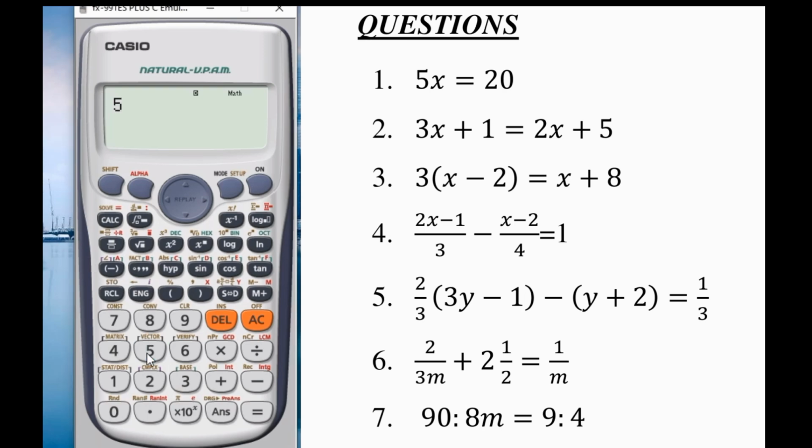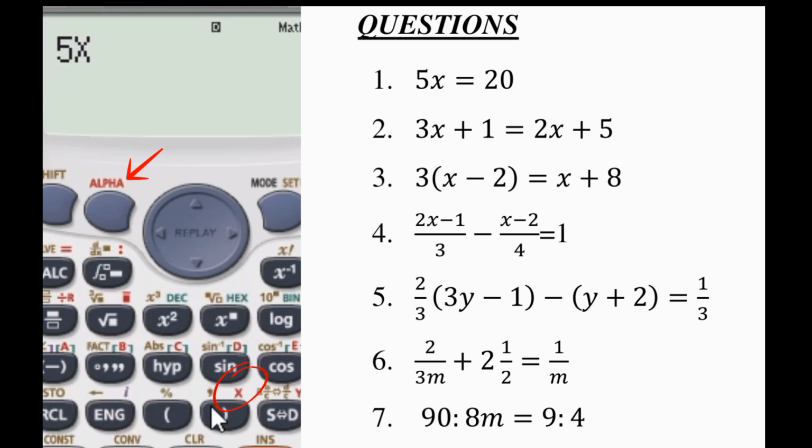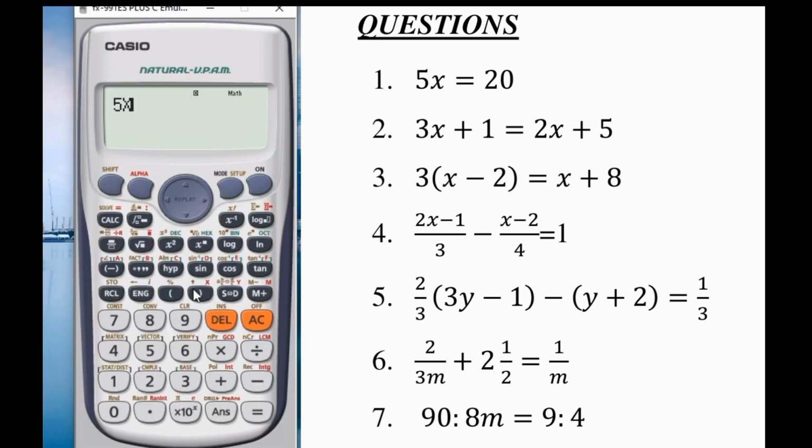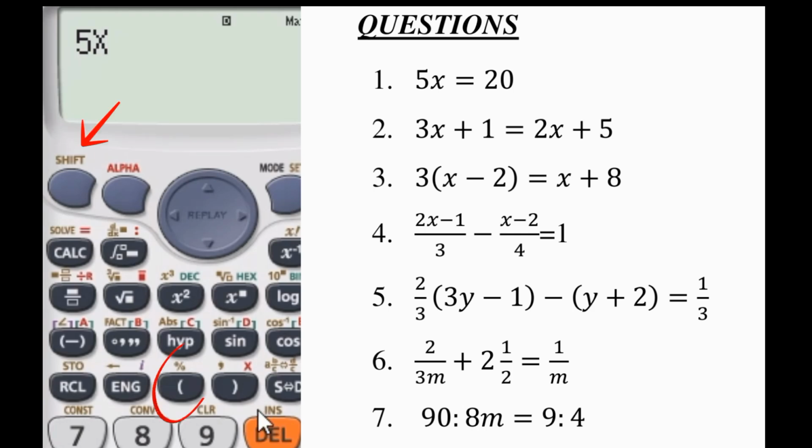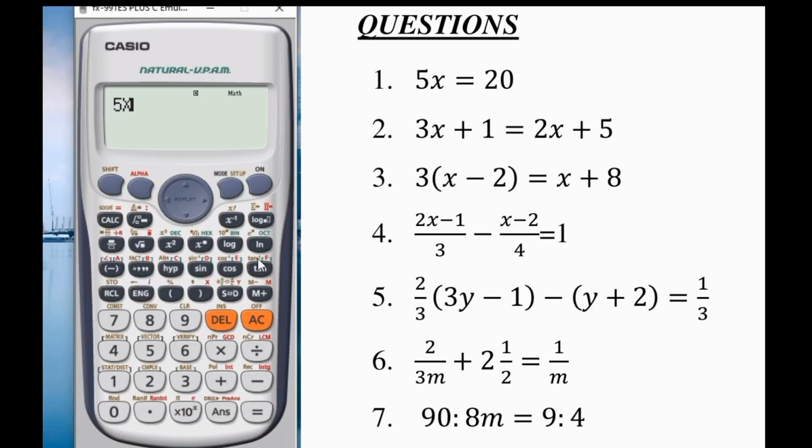5x. Now, before we can input the x into the calculator, we have to use the combination alpha and bracket close. Why are we using that combination? Because the alpha and the x are of the same color. Let us say instead of the x, we want to input the percentage sign. For the percentage sign, we'll have to use the combination shift and bracket close. Why? Because the shift and the percentage sign are of the same color. So the color of the alpha and the shift plays a very important role when inputting equations into the calculator.